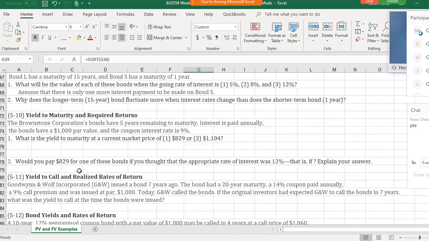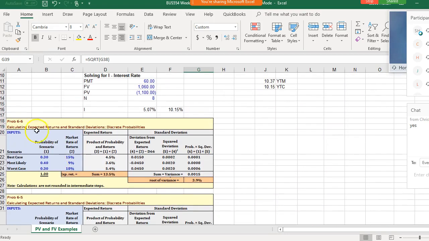I plugged in one of these, and we'll go back up to this one. So this is question 6.6. And I did the market. This is the market numbers right here. So it's 0.3, 0.4, 0.3, and the market was 15, 9, and 18. I get a 13.5 expected return with a deviation of 3.9%. Now let's plug in stock J, and stock J had a 20, a 5, and a 12. And so I get 11.6 with the larger deviation.